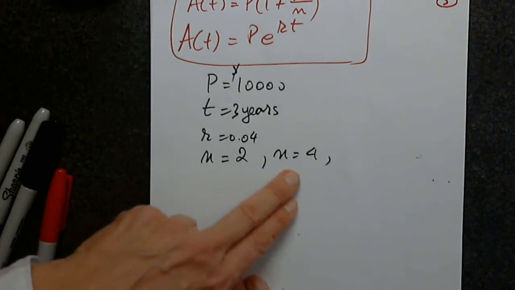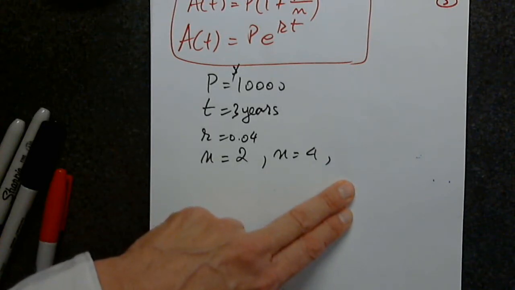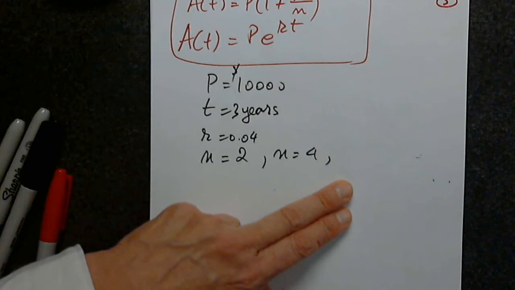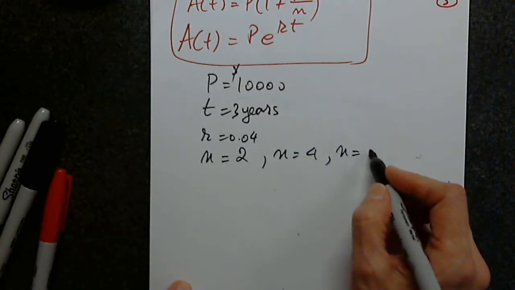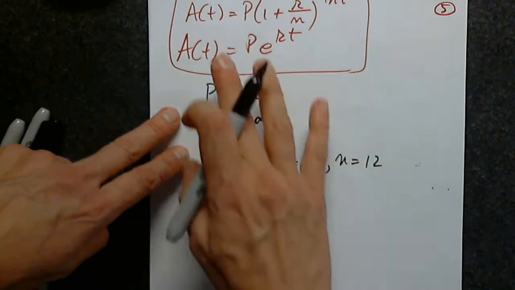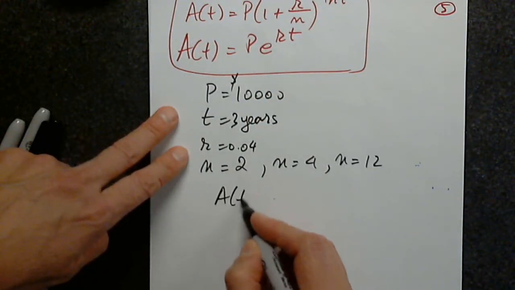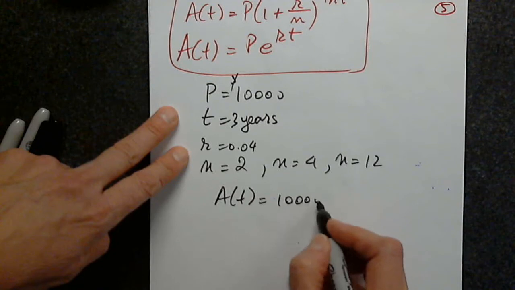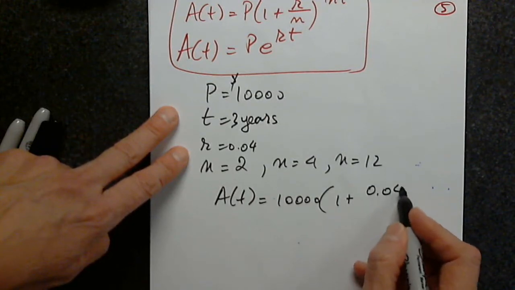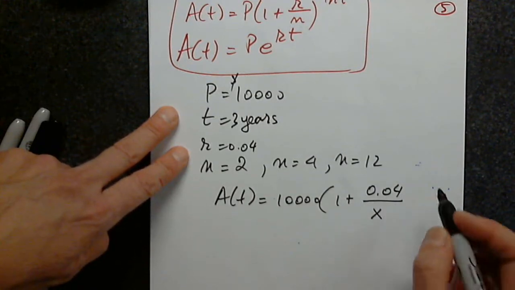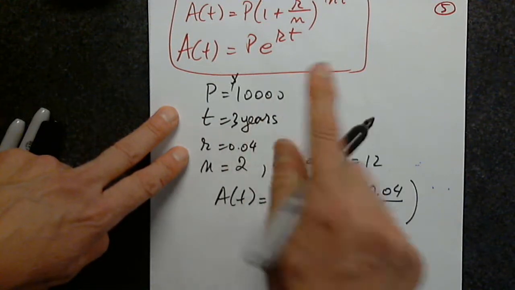So is it semi-annually, quarterly, and continuously? No, semi-annually, quarterly, monthly. Okay. So n equals 2, 4, or 12. Very good. So I will prepare the A of t as 10,000 times 1 plus 0.04 divided by n, raised to 3 times n.